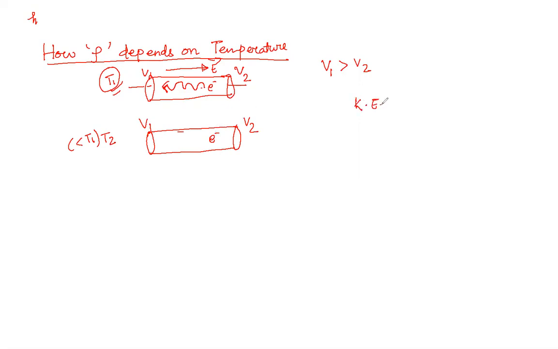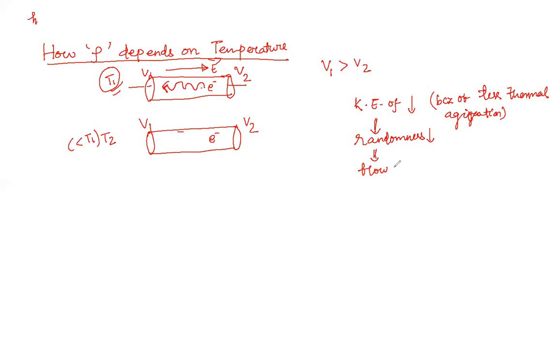The kinetic energy of the electron will decrease. Why? Because of less thermal agitation, because the temperature has decreased, so the thermal agitation will decrease. As a result, the number of collisions will decrease, and the randomness will also decrease. And the flow of the electron will be smooth, because the number of collisions has decreased now.